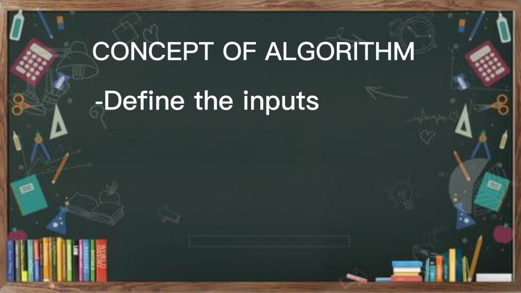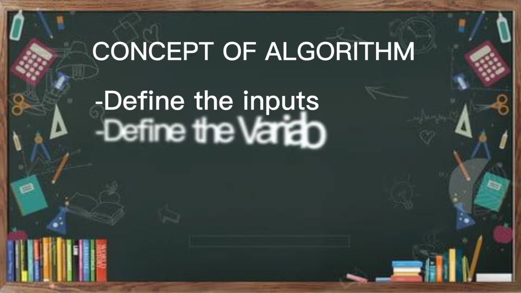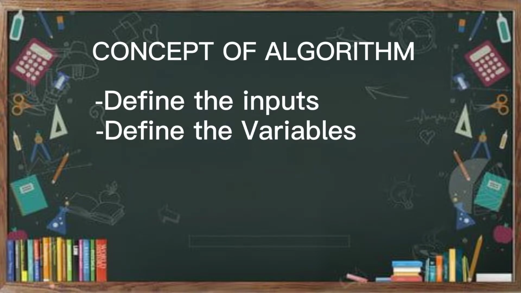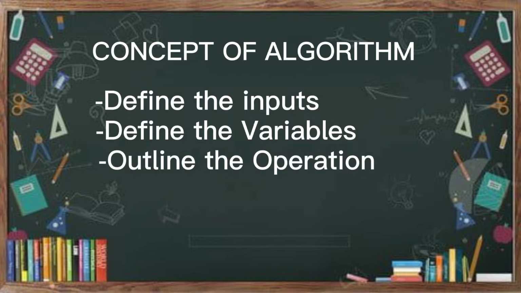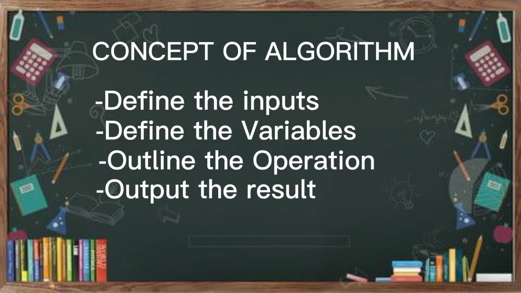Concept of algorithm. Define the inputs. Inputs are data to be processed. Define the variables. Variables are used to store information to be referenced and manipulated. Outline the operations. Operations are actions or processes to be carried out to accomplish a task. Output the results. Output is the data generated after the series of operations.